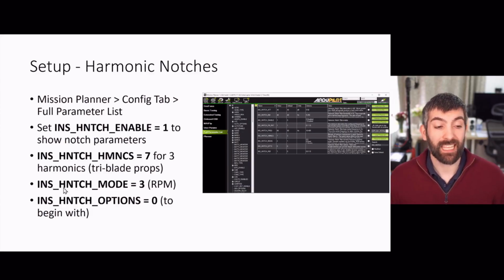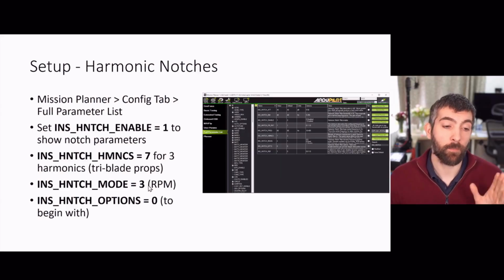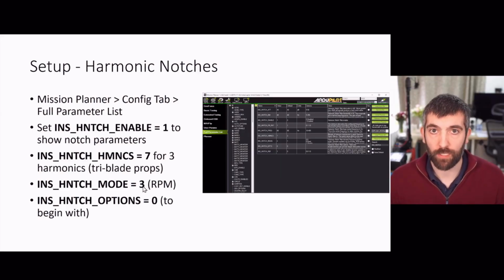You're going to want to set ins_h notch mode equal to 3. That's taking the notch information, so where to target the notch, from the ESC telemetry. So it's looking at the motor RPM to target the notch. That's going to be the best. If you know that you don't have RPM telemetry for whatever reason, then I'll talk about how you can set up FFT tracking later on.